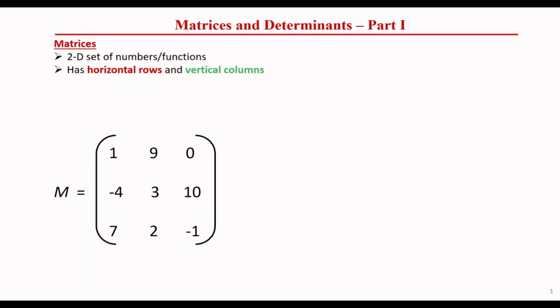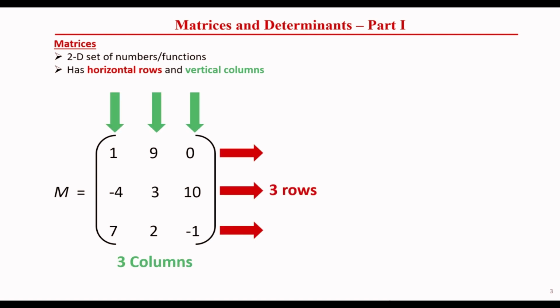Alright, let's talk about matrix and determinants. So matrix is basically a two-dimensional set of numbers or functions, and these numbers or functions are arranged in horizontal rows and vertical columns. In the given matrix, we have 3 rows of elements and 3 vertical columns.